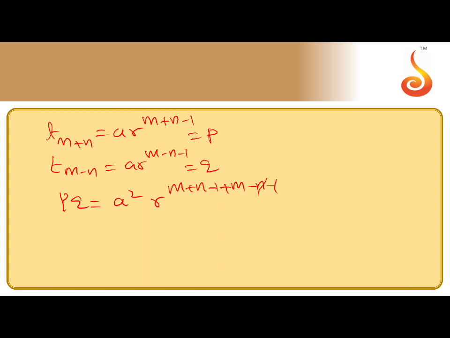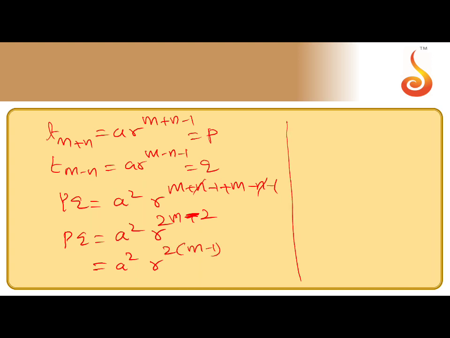So you can simplify, and if anything cancels out, then finally PQ equals A square into R power 2m minus 2. So this you can write as A square into R power 2 common, m minus 1. And further you can take PQ equal to A square into R power 2m minus 1, write it as A R power m minus 1 the whole square using indices.